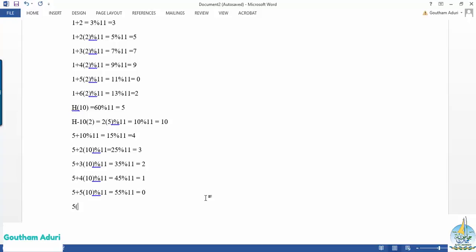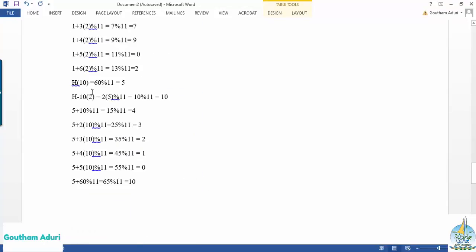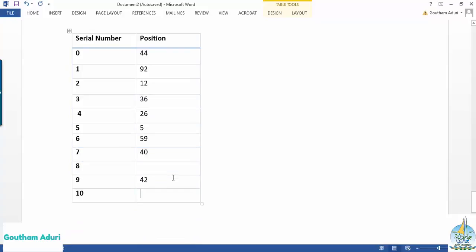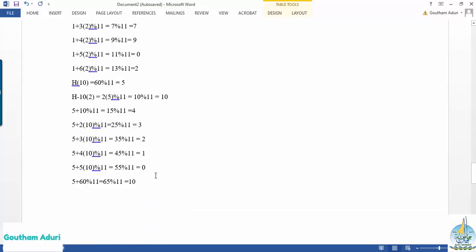5 plus 6 into 10, 60, 65 mod 11, it's going to be 55 and the remainder is 10, the 10th position. So in the 10th position, h10 60 is going to come. The last number that we have to see is the 80, so h10 is over, now h11. h11 is 80 mod 11, it's going to be 11 7s are 77, and 3. The third position is getting collision.